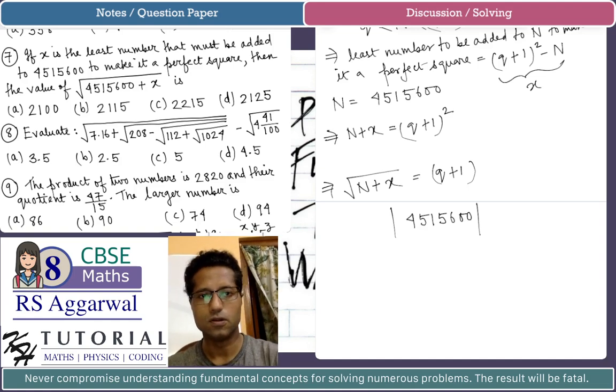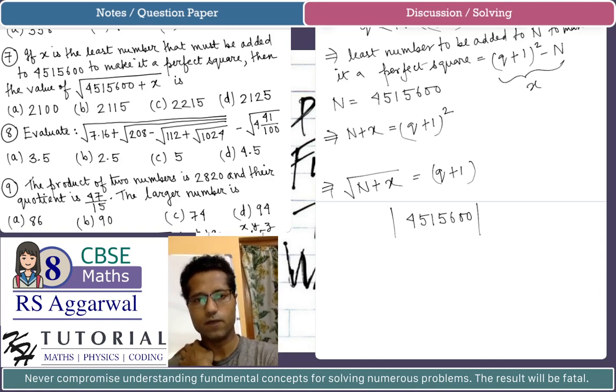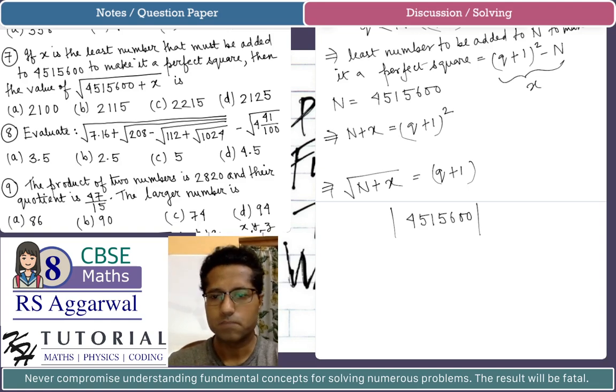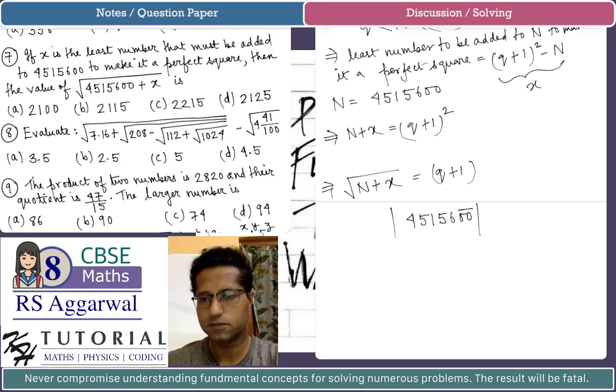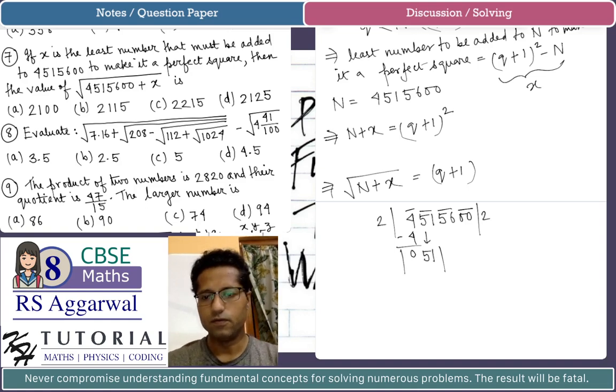Now let's find the square root of 4515600, the given number, using the long division method. We mark the periods. So obviously it will start with 2. We have 2, 2, we have 4, 0. We bring down the next period, that is 51. 51 becomes the dividend. The remainder is 0, so 51 is the new dividend. The new partial divisor will be the current quotient multiplied by 2, that is 2 into 2, 4.